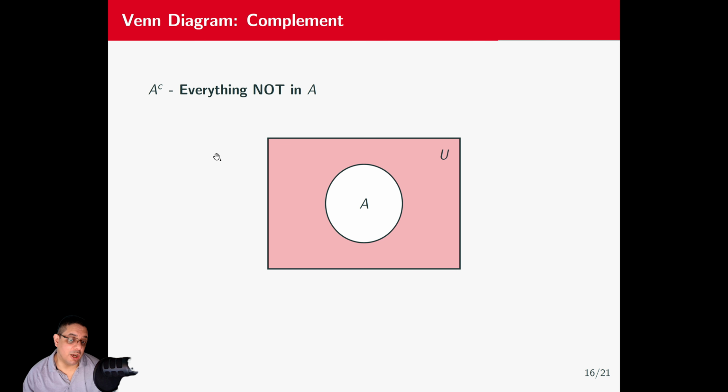Then the A complement, of course, the last operation, is everything outside of A. If we have more sets intersecting with A, then we just have to be careful that we're not including anything that is in A.